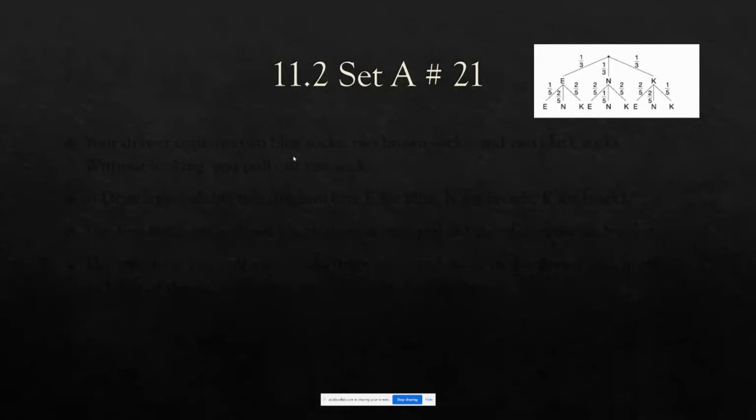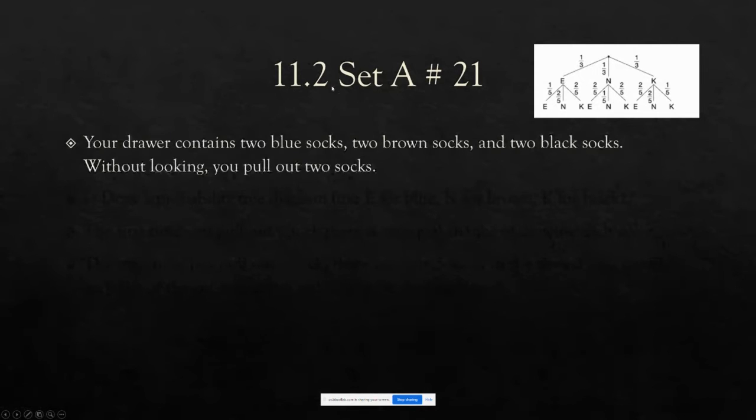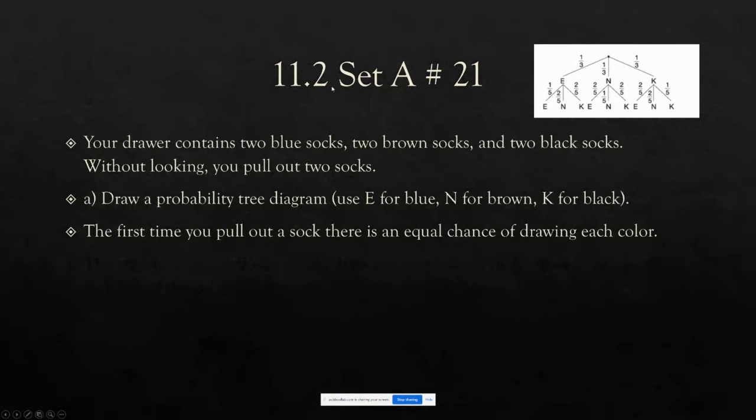And so number 21 says your drawer contains 2 blue socks, 2 brown socks, and 2 black socks. Without looking, you pull out 2 socks. Draw a probability tree diagram. We'll use the letter E for blue, N for brown, and K for black.